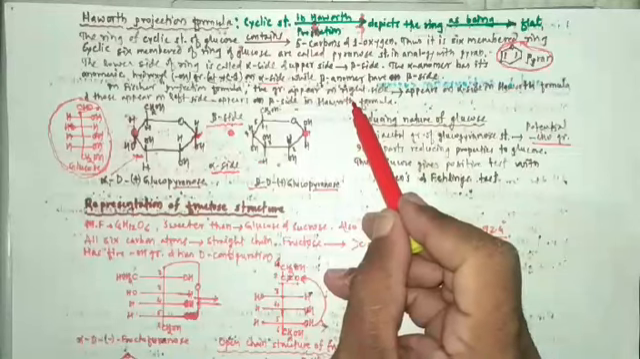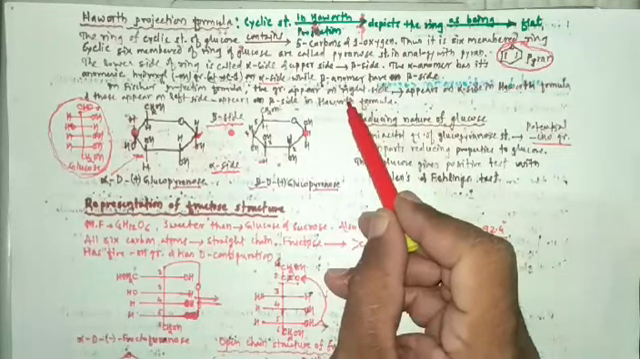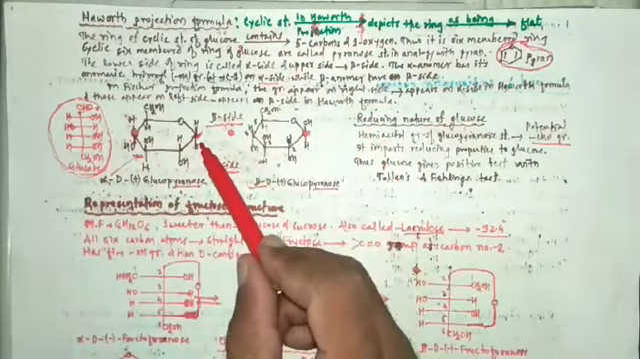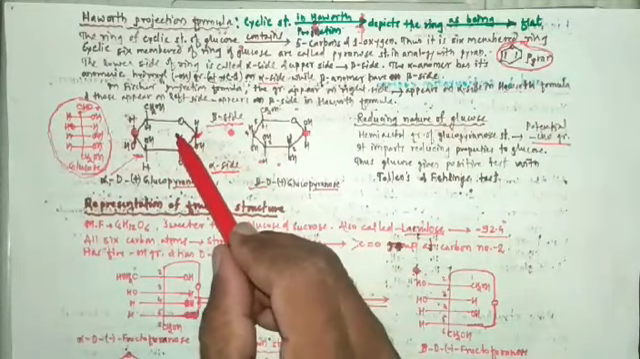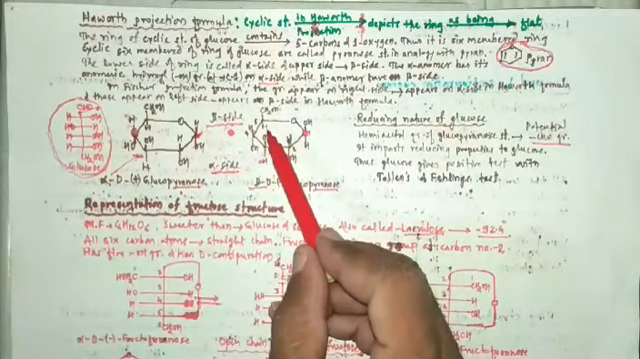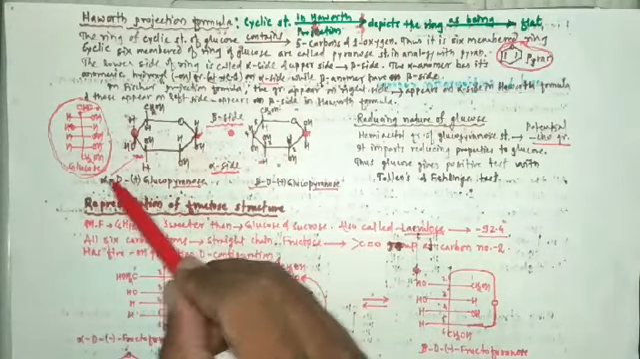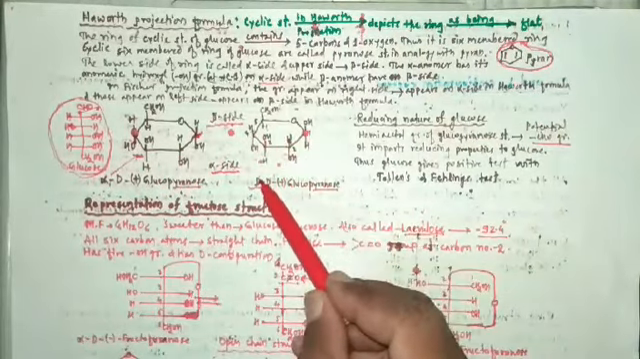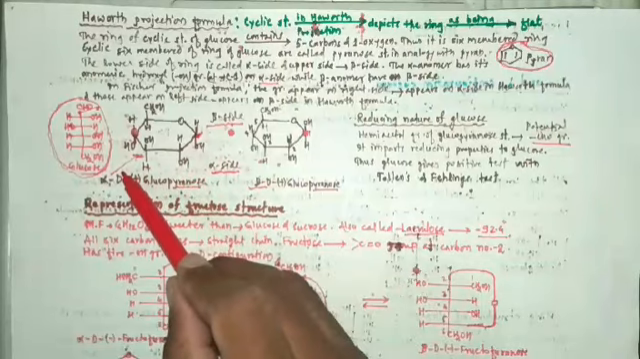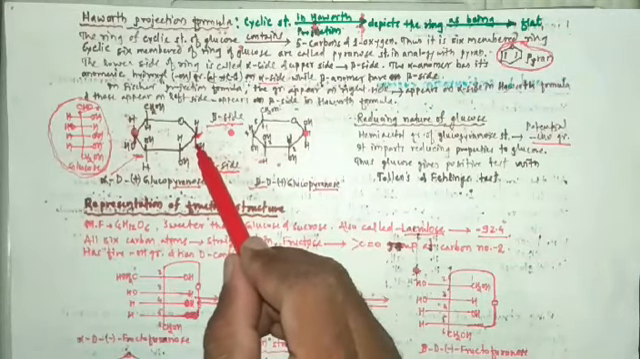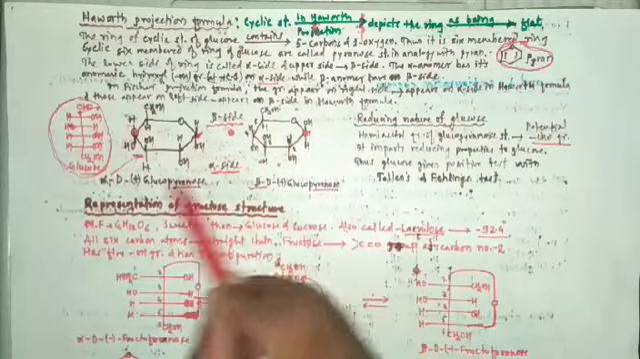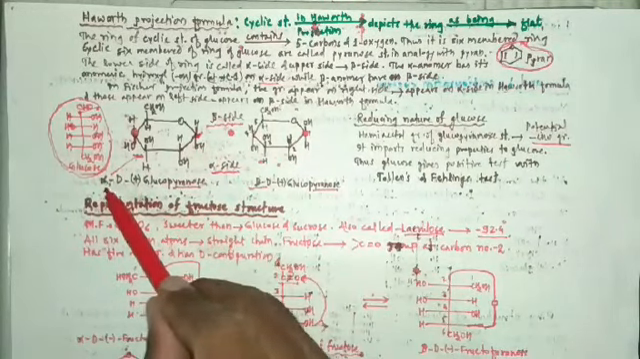So in such a way we can represent Haworth projection formulae. These are the Haworth projection formulae for glucose. This form is the alpha form. This form is the beta form. Because here on the anomeric carbon atom, the hydroxyl group is present on the alpha side. That's why it is the alpha anomer.